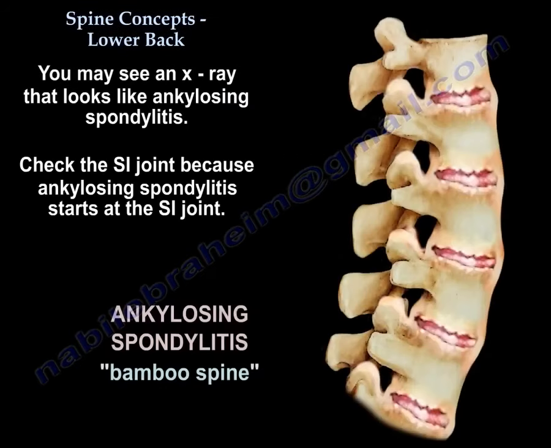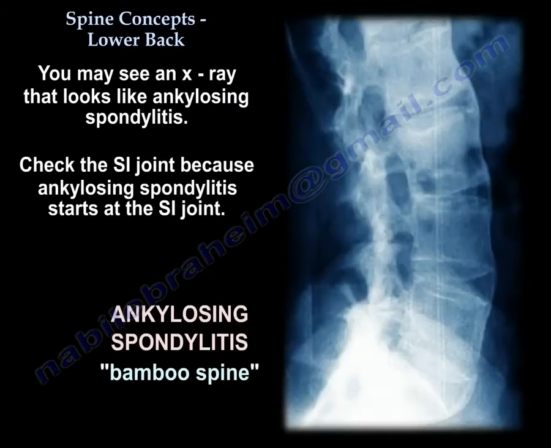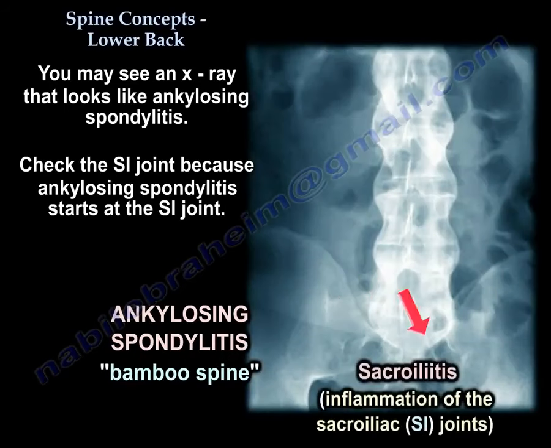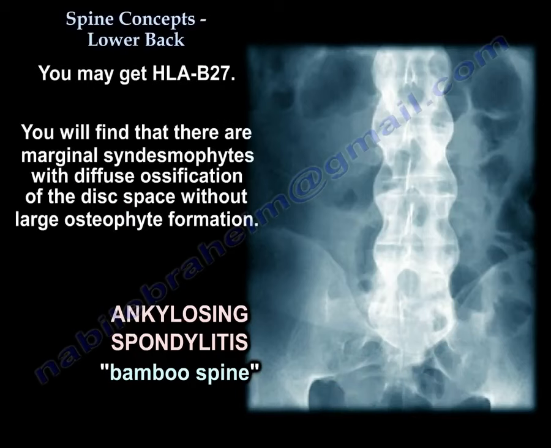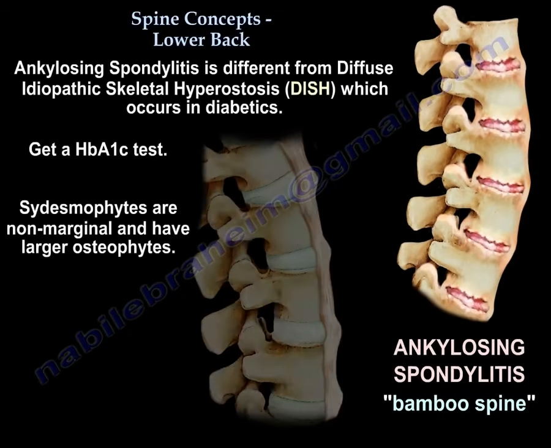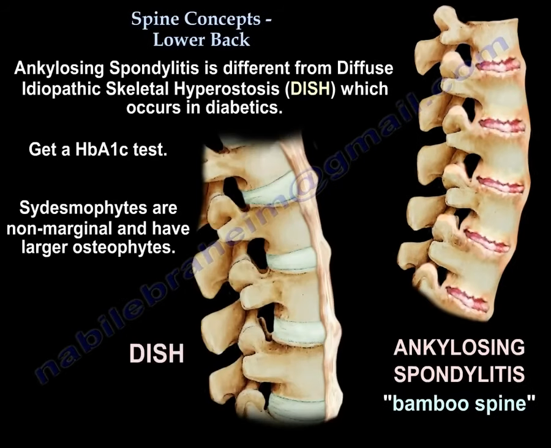Then you may see an x-ray of a patient that looks like ankylosing spondylitis. At that point, look at the SI joint. It starts at the SI joint. You may get HLA-B27. You will find that there are marginal syndesmophytes with diffuse ossification of the disc space without large osteophyte formation, which is different than the DISH, which occurs in diabetics.